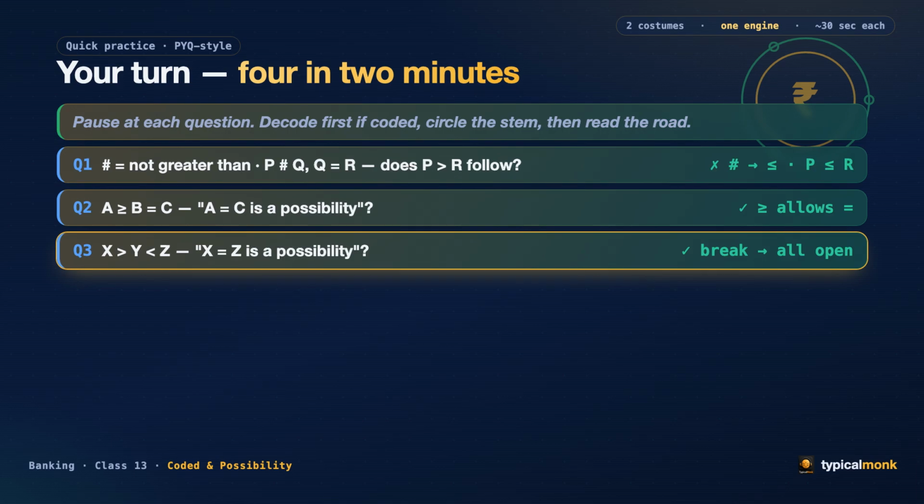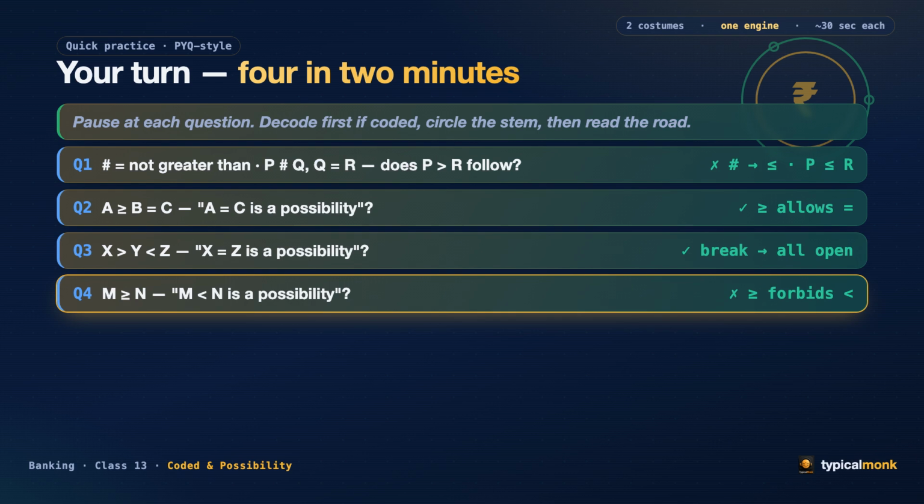Question 3. X greater than Y. Y less than Z. X equal to Z is a possibility. The arrows oppose. The road breaks at Y. No relation. All 3 futures open. Yes, it follows.